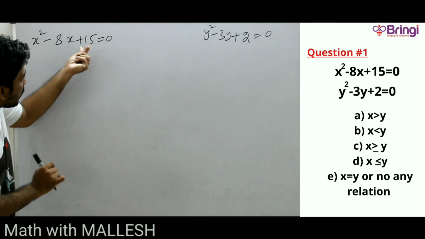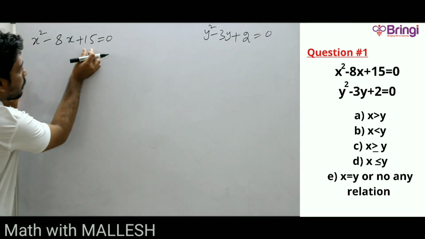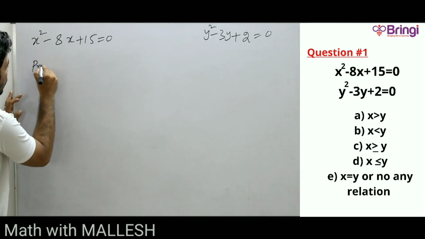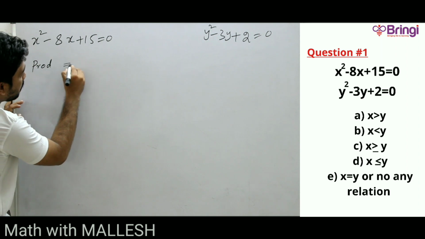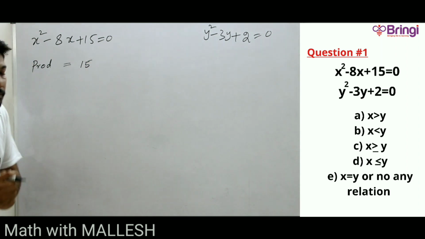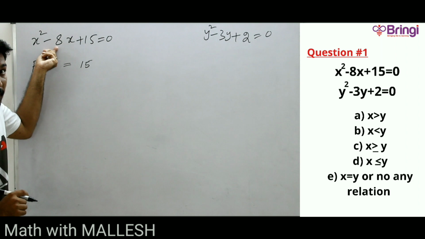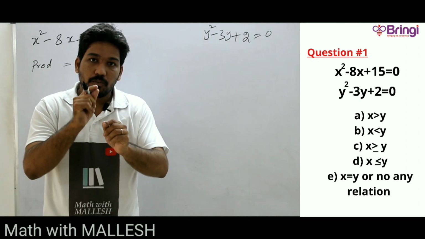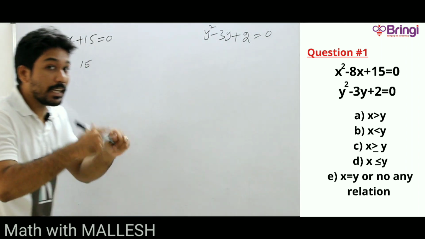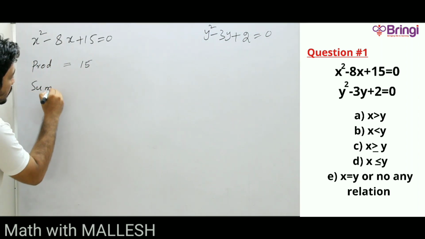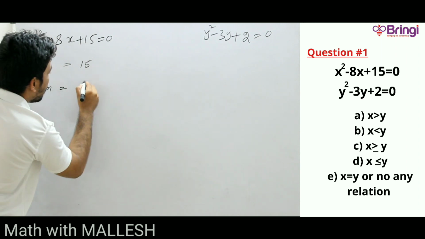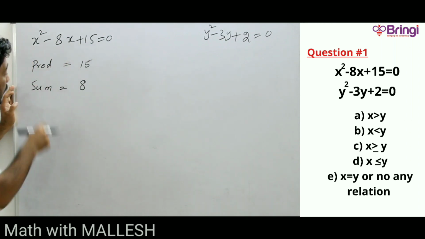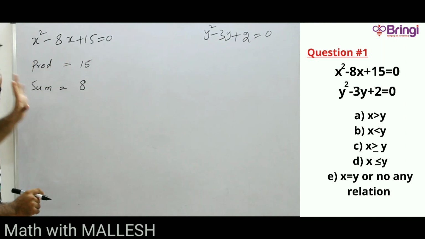See, this last term. What is the last term? 15. 15 we call it as a product of the roots. So you can write product. What is product of the value? 15. Now here minus 8 is there, minus 8x. So in every example, whichever symbol is there, take it reverse. So sum is equal to minus 8, reverse: plus 8. Clear? These 2 points are very important, and there is no need to write product and sum. You can write P and S.